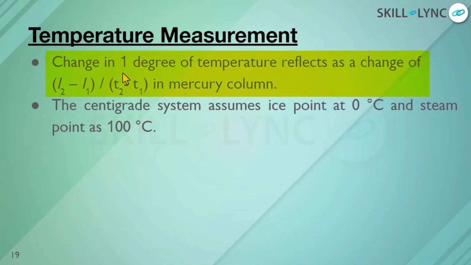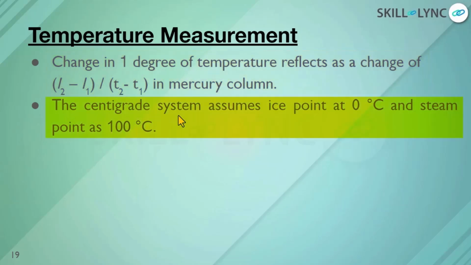Further, a change of 1 degree of temperature reflects as a change of (L2 minus L1) divided by (T2 minus T1) in the mercury column. As we have studied earlier, a change of temperature reflects in a change in the mercury column. So howsoever the temperature changes, that is the denominator, the same will be reflected in the length of the mercury column, that is the numerator, since both are directly related.